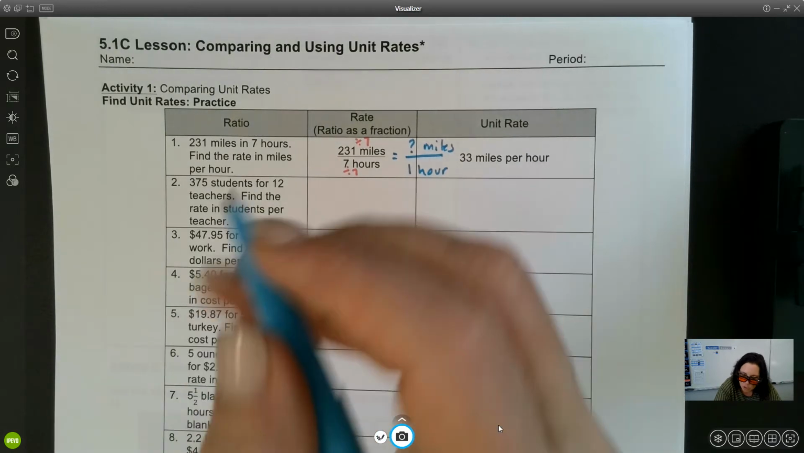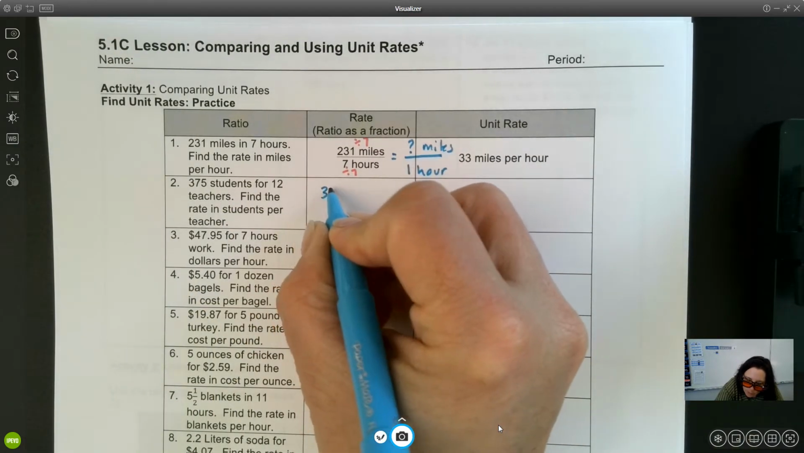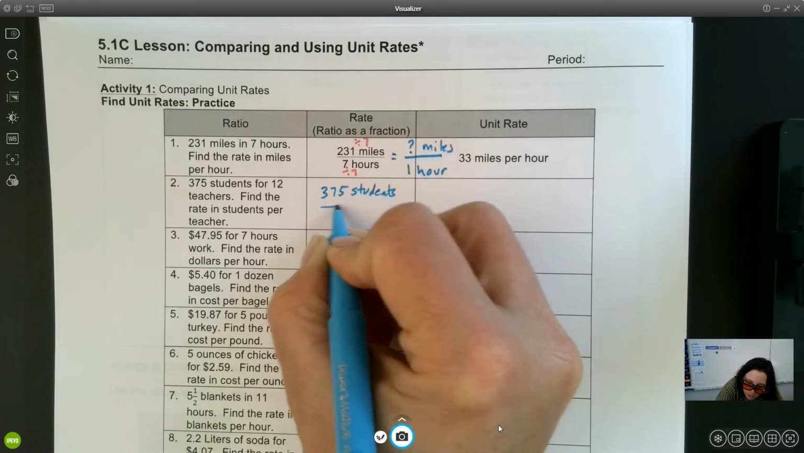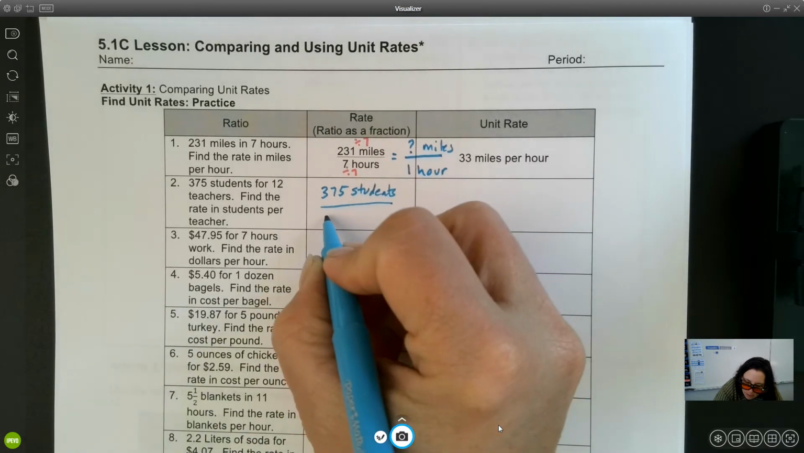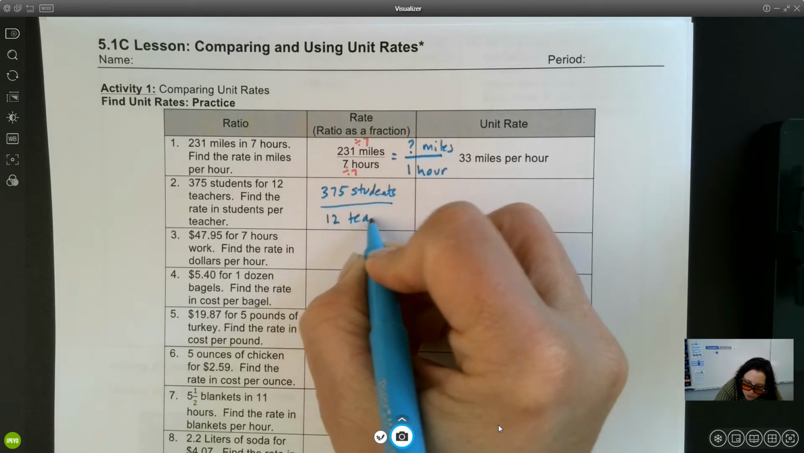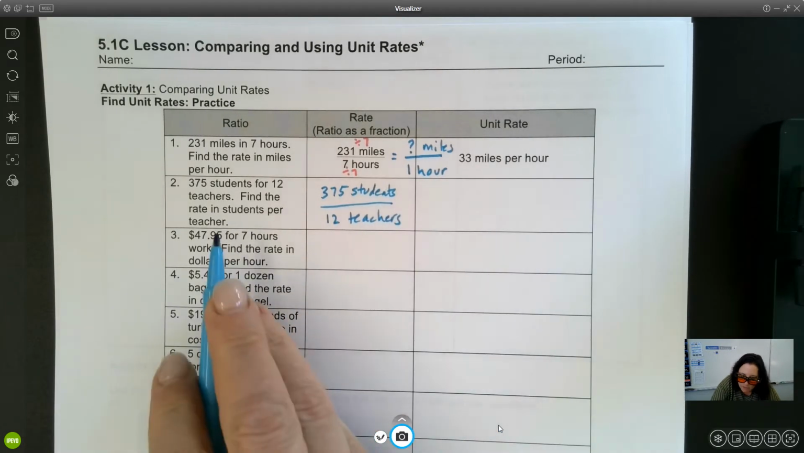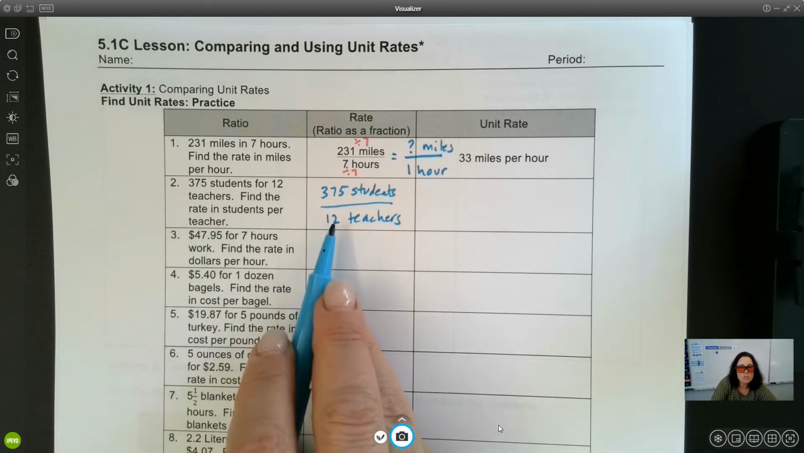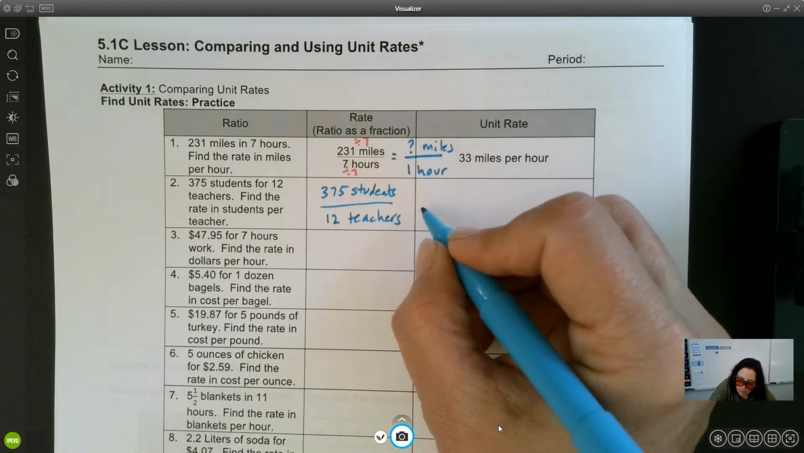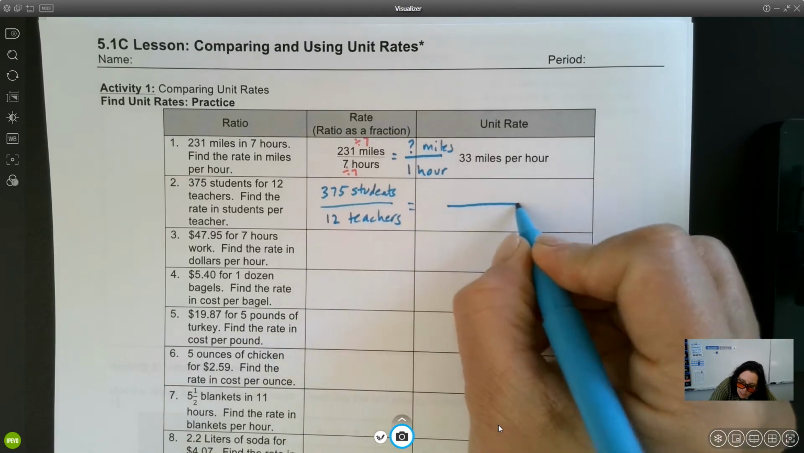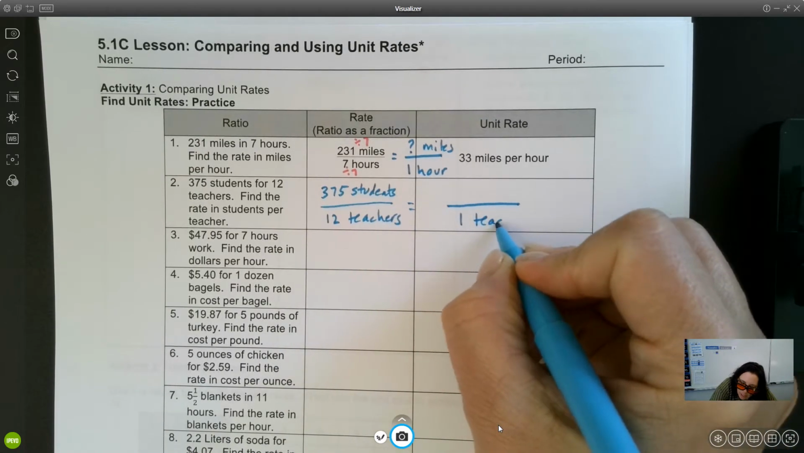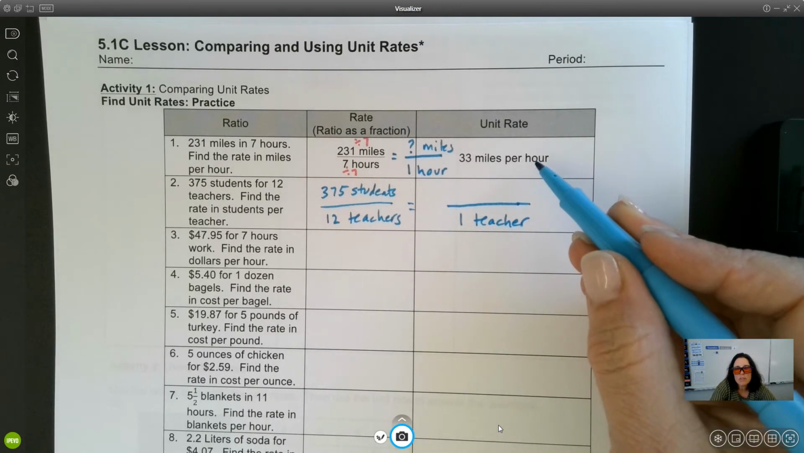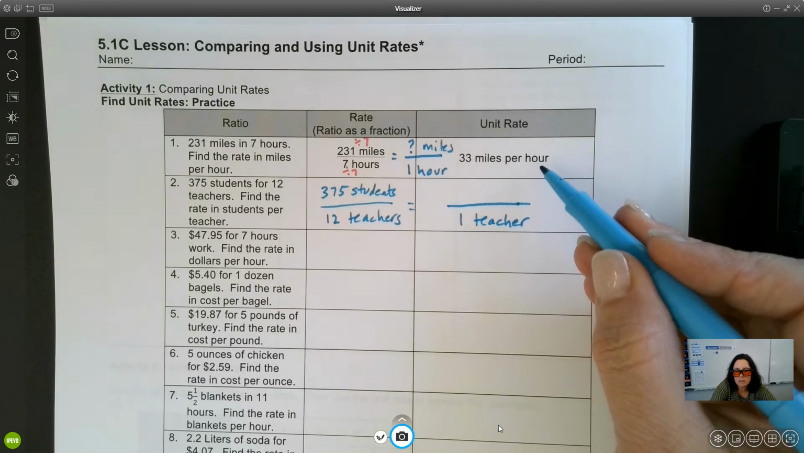All right. So we've got 375 students. Do not forget to write your units. Don't be lazy on that. And we've got 12 teachers. And we are asked to find the rate in students per teacher. Students per teacher means we want a 1 down here. We want 1 teacher. I'm going to choose to write my unit rate in fraction form rather than this way. Doesn't matter, you pick.